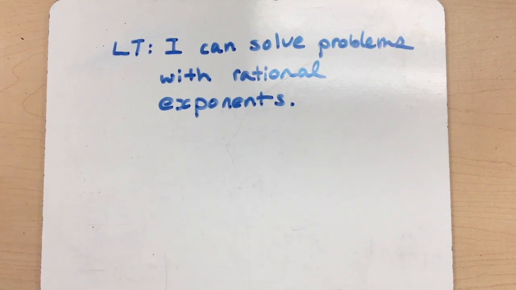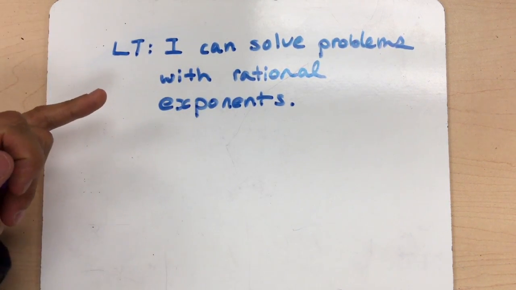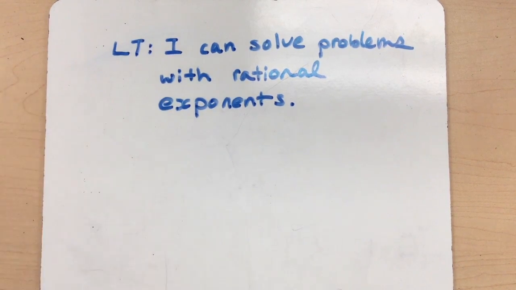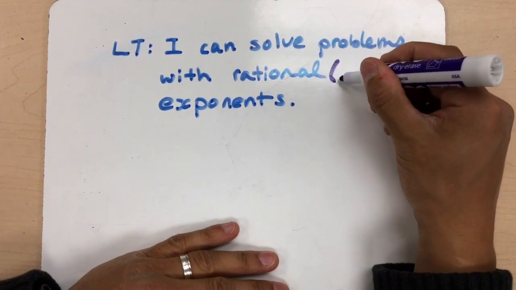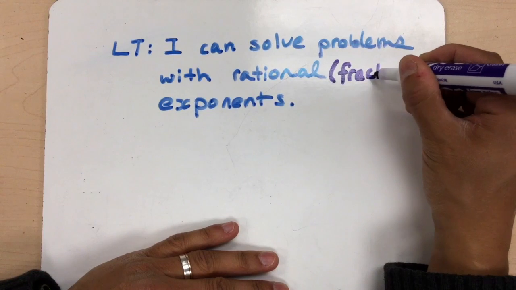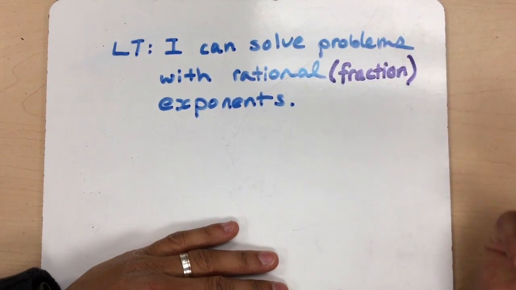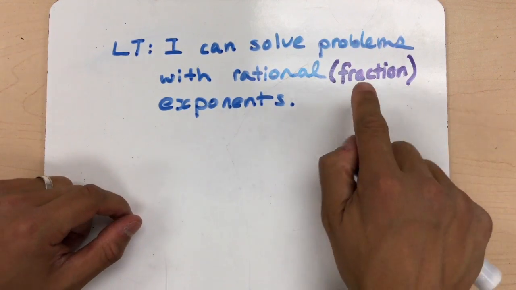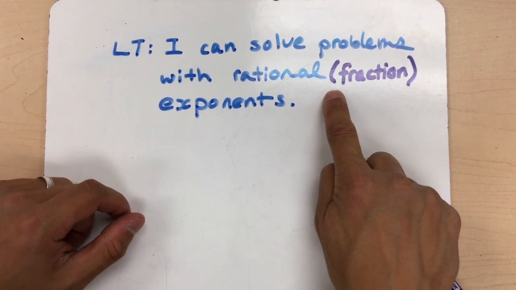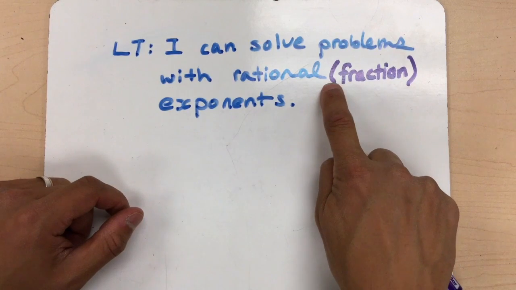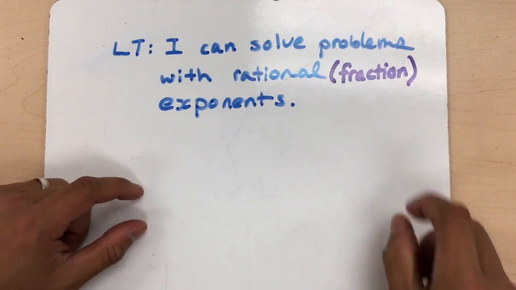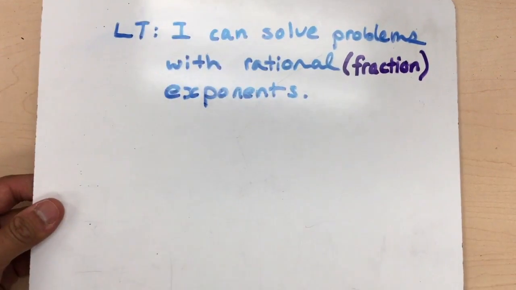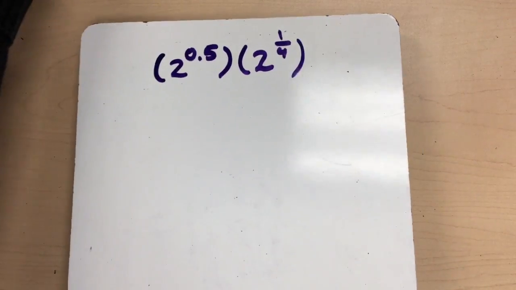Today we're going to be looking at solving problems with rational exponents. Another way we could look at this learning target for today is: I can solve problems with rational or fraction or decimal exponents. The ones we're going to be focusing on though are exponents that involve fractions. All right, so let's go through the examples.